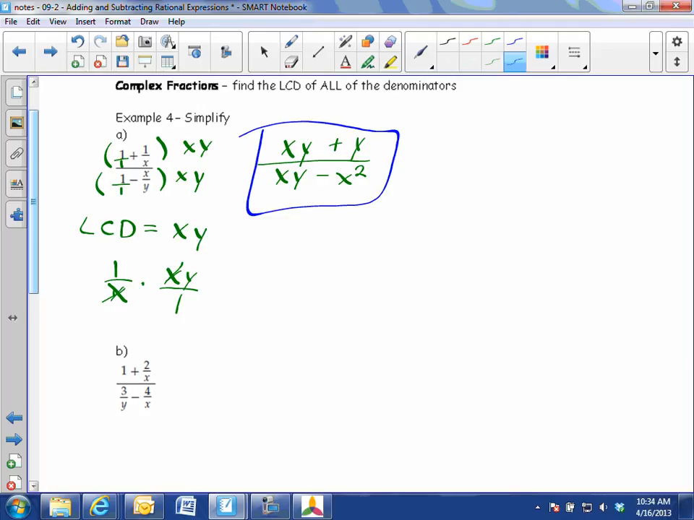It's no longer a complex fraction. We don't have any fractions within a fraction. It's just a fraction. It's going to be all the same. Pretty much. Yeah.